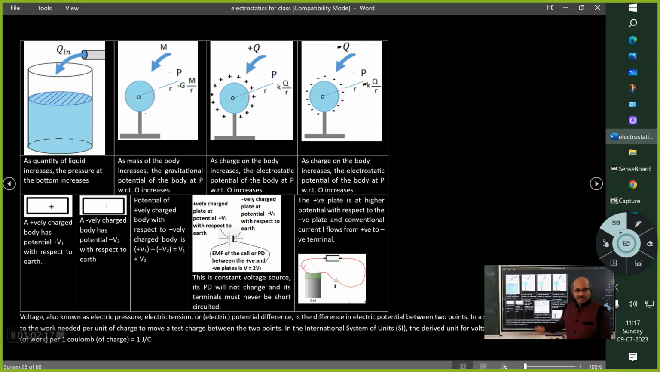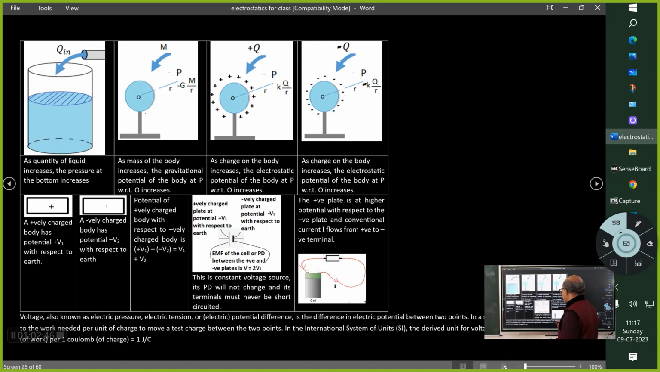Now, if I keep these two side by side, what is the potential of this surface with respect to this? I kept two equipotential surfaces, V1 and V2. What is the potential difference? V1 minus V2. So if I keep these two charged rods side by side, what is the potential difference? V1 minus V2. Got it?